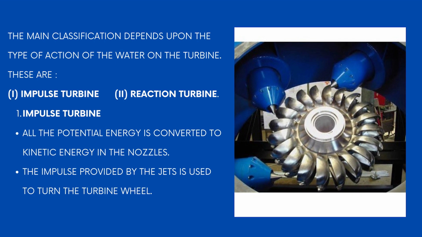In the case of the impulse turbine, all the potential energy is converted to kinetic energy in the nozzle. The impulse provided by the jet is used to turn the turbine wheel. The pressure inside the turbine is atmospheric. This type is found suitable when the available potential energy is high and the water available is comparatively low.